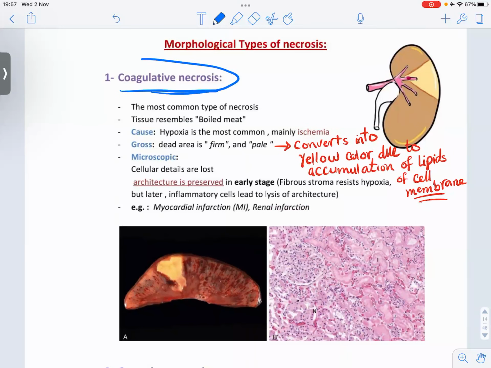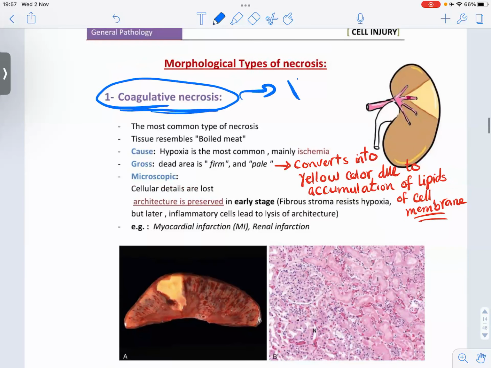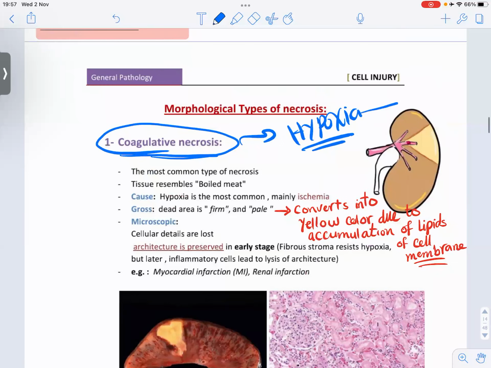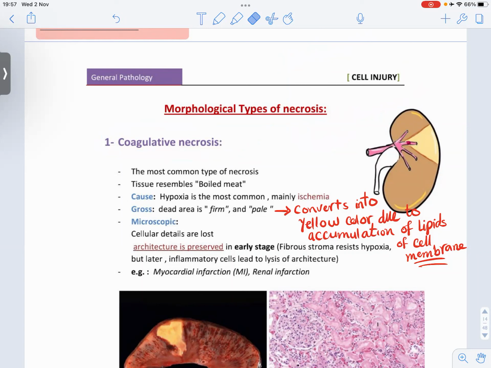First one, coagulative necrosis, and it's the most common one. The cause is hypoxia, which happens because of ischemia. When blood supply is blocked to the organ, there is no oxygen or blood going to the organ, and then the cells in this organ start to die.